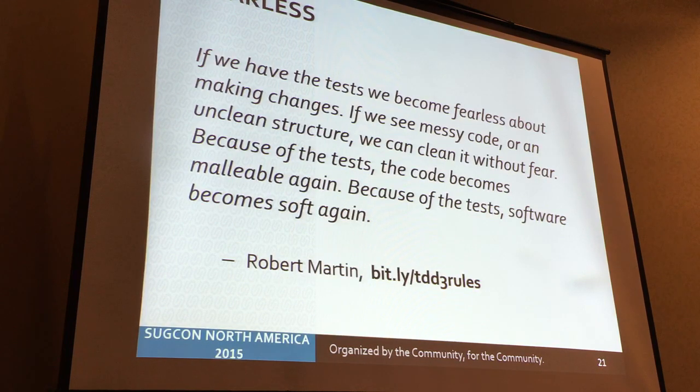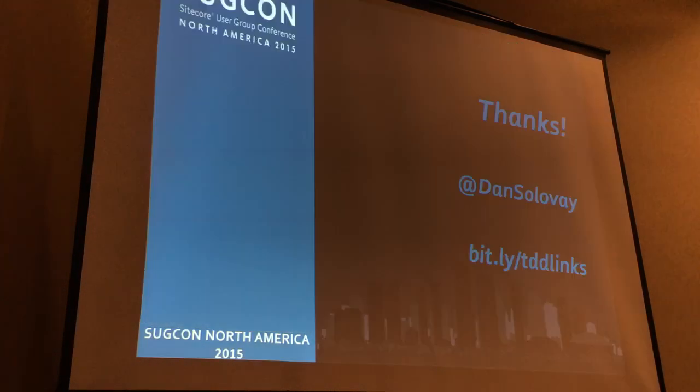I'm going to leave with this slide. It's my hero, Uncle Bob. If we have the test, we become fearless about making changes. If we see messy code or an unclean structure, we can clean it without fear. Because of the test, the code becomes malleable again. Because of the test, software becomes soft again. You can keep working with it because you're not afraid to touch it.